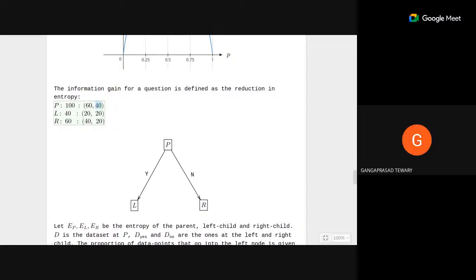No, Ravi, in P, there are 100 data points, right? That is clear. 60 are plus 1 and 40 are minus 1, right? That is clear, Ganga Prasad. See, L and R are split from P, right? That's why the positive and negative numbers should match. Are L and R leaves or are they nodes? Does it matter? If they are nodes, then the node can lead to another set of leaves, and it is from there that we are calculating the entropy, isn't it?